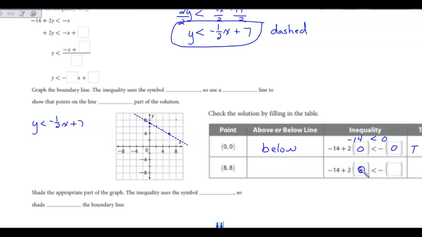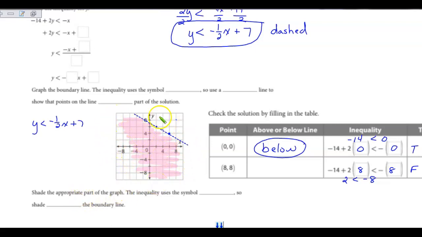If I did 8, 8, this would be negative 14 plus 16, which is 2. Is 2 less than negative 8? Nope, 2 is greater than negative 8. And so this is a false. So we want to shade below this line in this case. So we're going to shade below.